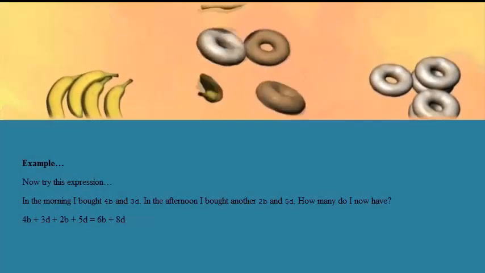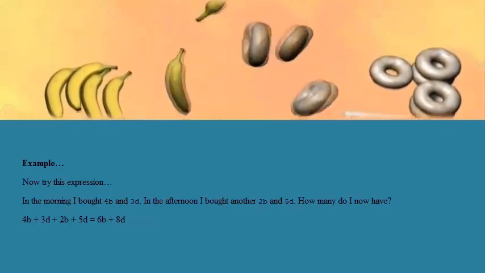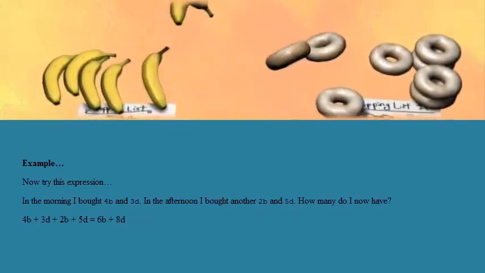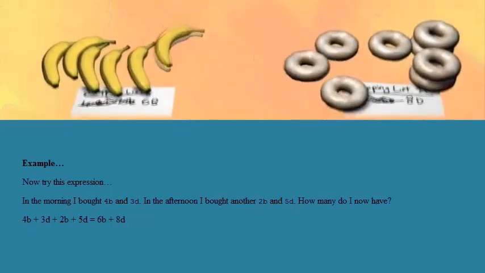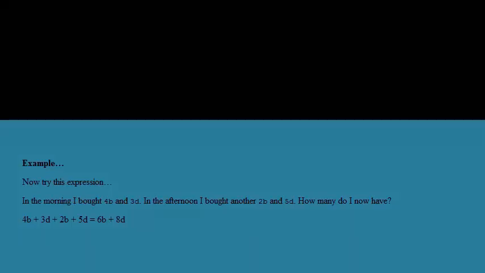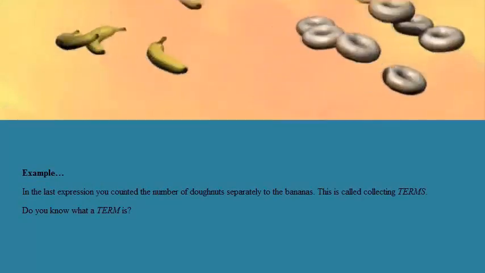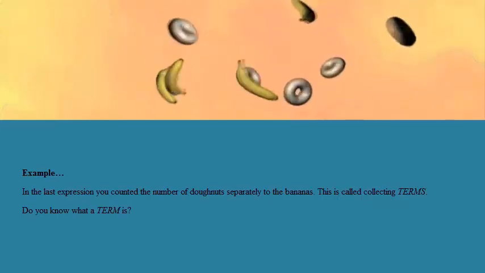Now try this expression. In the morning I bought 4B and 3D. In the afternoon I bought another 2B and 5D. How many do I now have? 4B plus 3D plus 2B plus 5D equals 6B plus 8D. In the last expression, you counted the number of donuts separately to the bananas. This is called collecting terms.